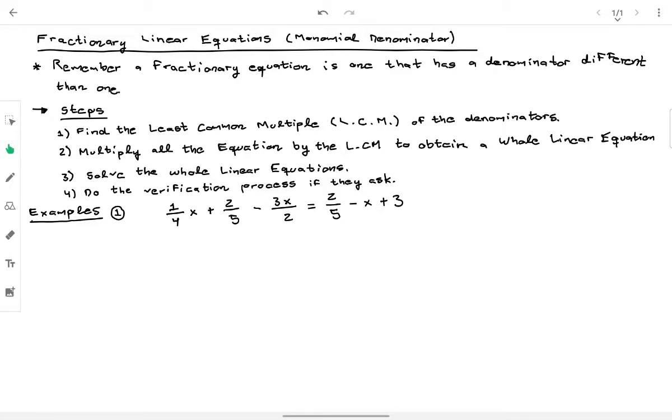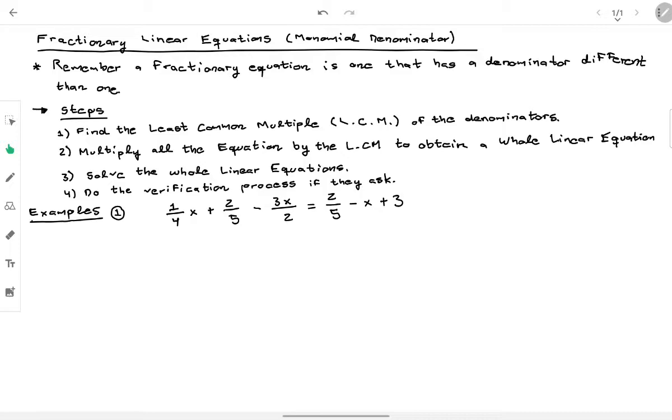Let's see the steps. The first one will be to find the least common multiple between the denominators. After finding the least common multiple, multiply all the equation by the least common multiple to obtain a whole linear equation. In one last video, we saw how to solve a whole linear equation. So after multiplying the equation by the least common multiple, we will solve the whole linear equation normally. And if your teacher asks you, you will need to do the verification process of the answer, only if it's asked. So let's see.